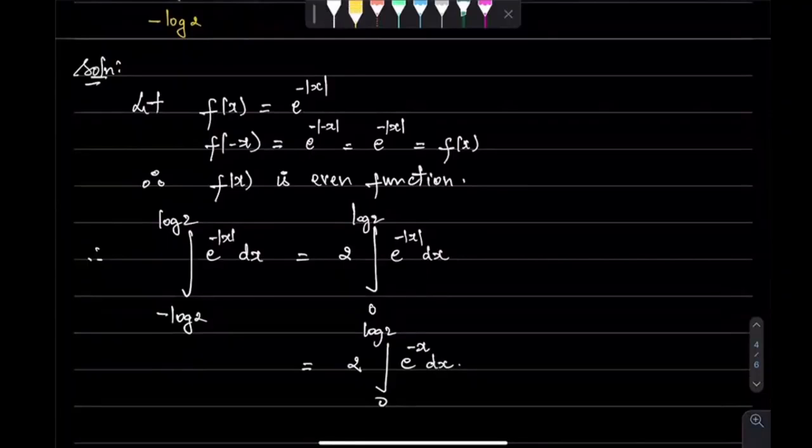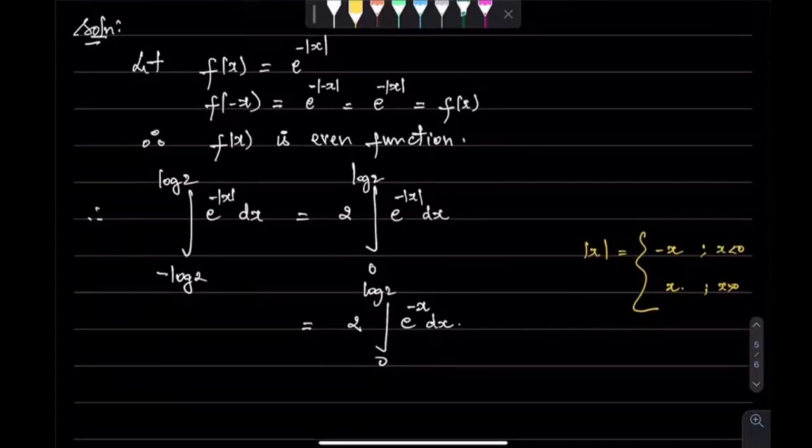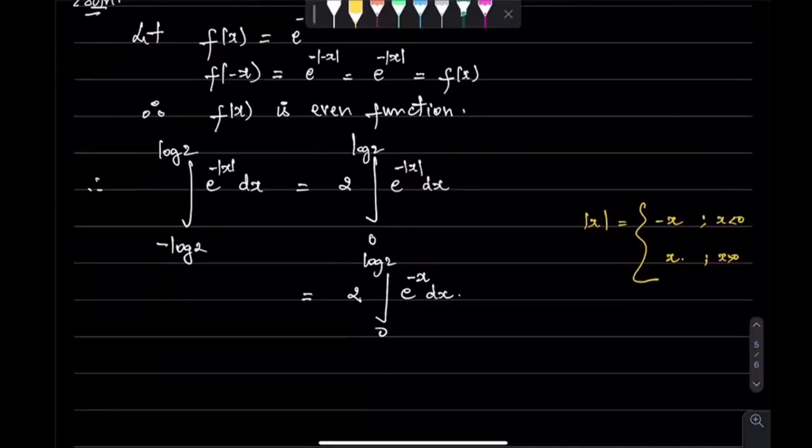I'll give you the reason here. You know the definition of the mod function. When x is negative, mod x is minus x. When x is positive, it is x. That's it. So in 0 to log 2, on the positive side, I'll get it like this. You happy, children?